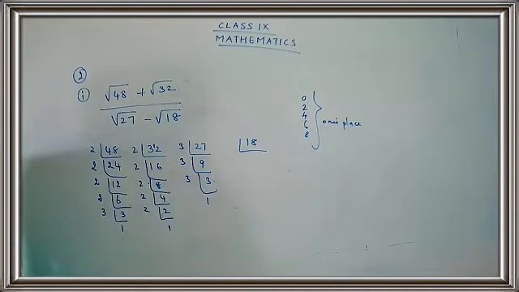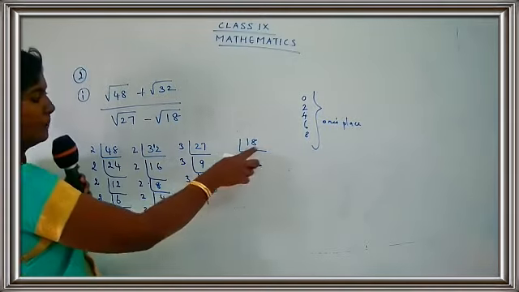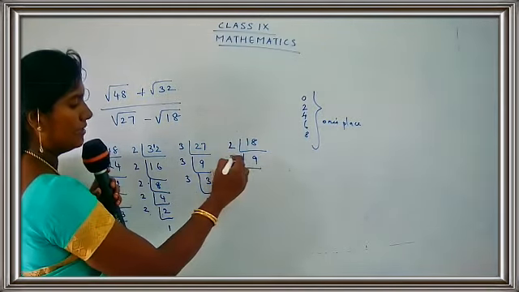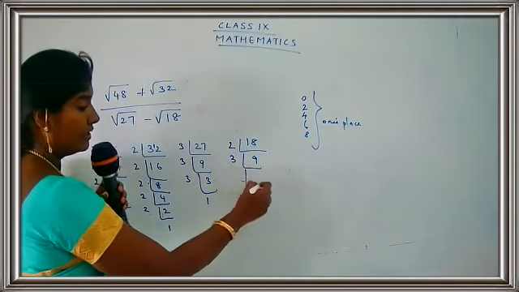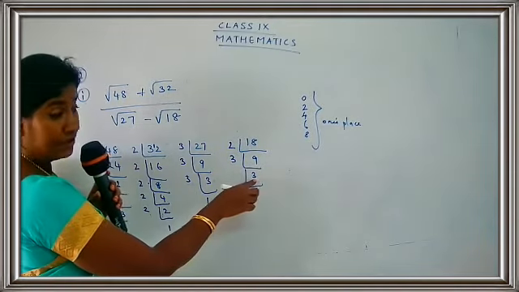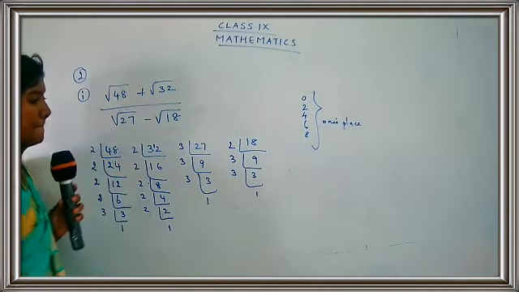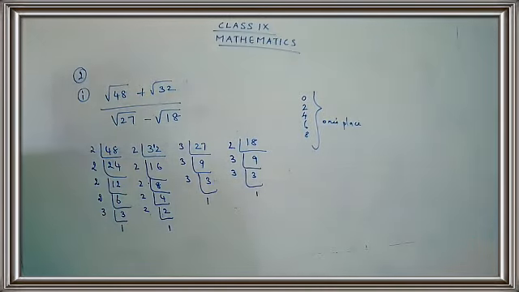Let's go for 18. Very simple number. It goes in the table of 2. 9 is divisible by 3. 3 threes are 9. I have here 3. So 3 goes in the table of 3. I get here 1. So we have found all the factors of 48, 32, 27 and 18.